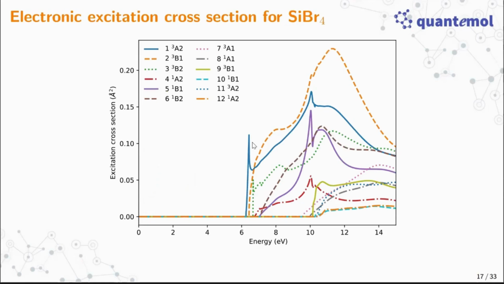I calculated the electronic excitation cross sections here. There are quite a few excited states for SiBr4 that come up, but they all have a reasonable profile that you would expect from excitation cross sections. After the excitation energy, things rise up to some sort of maximum, come back down again. That's what they're all doing. They have some resonance structure on top of them. It all looks perfectly reasonable. So this is encouraging.